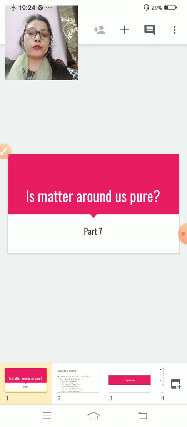Clear? So if you want to use the sublimation process for separation, what is the condition? Out of the two, one substance should be sublime. Then and only then can you use this method.